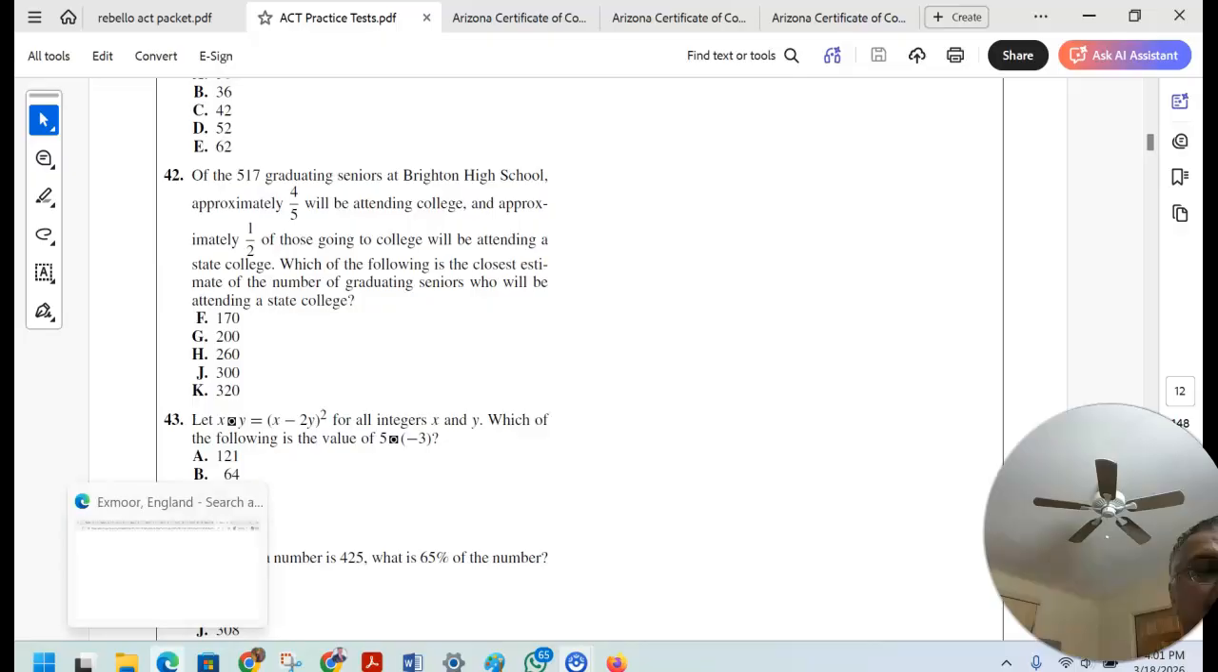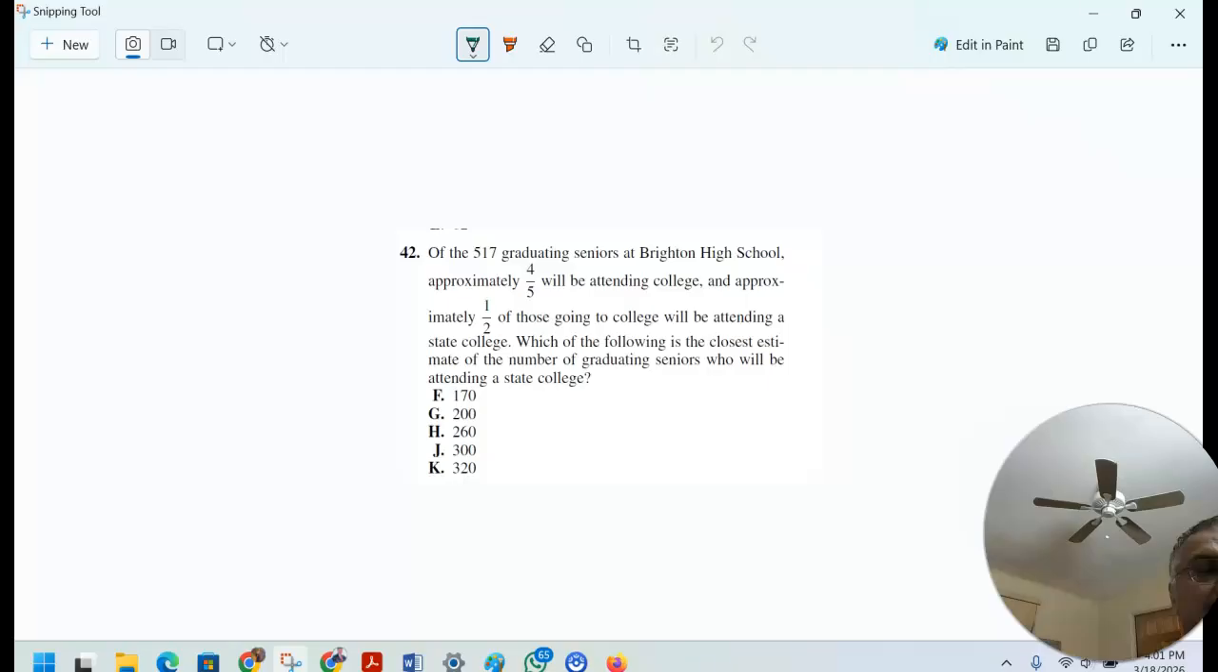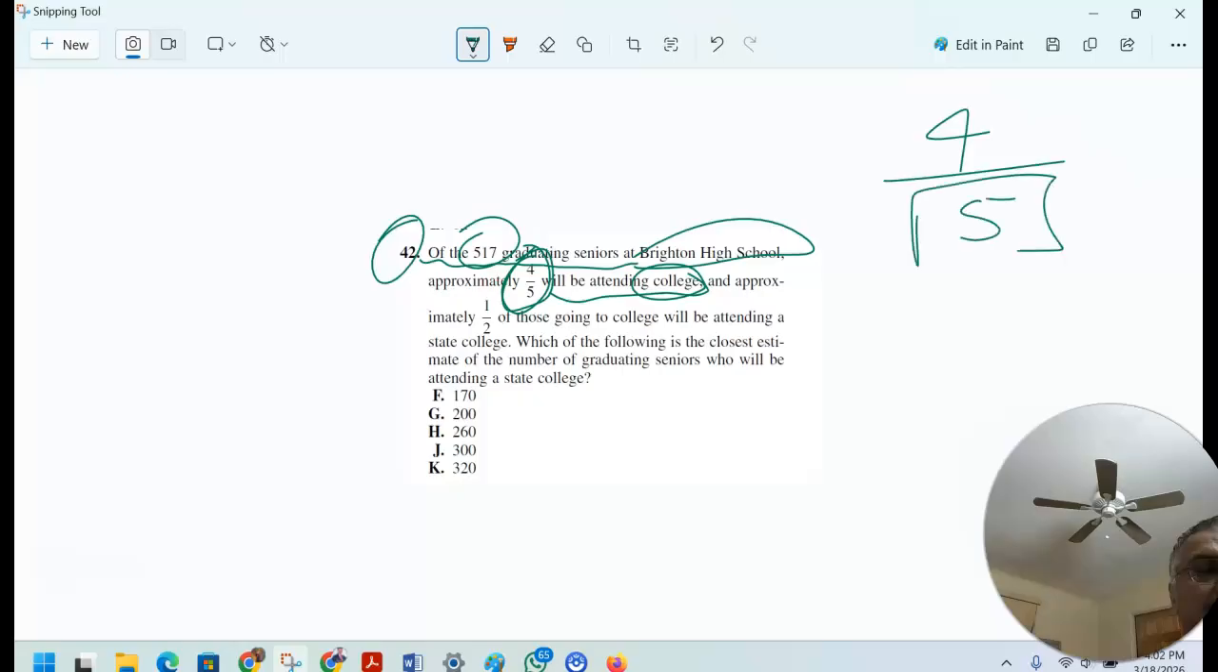Question number 42. He says, out of 517 graduating seniors from this school, 4/5 will be attending college. Now, what is 4/5? 4/5 basically means there is a 5 at the bottom, right? So we can easily approach this, because the question is asking which of the following estimates.